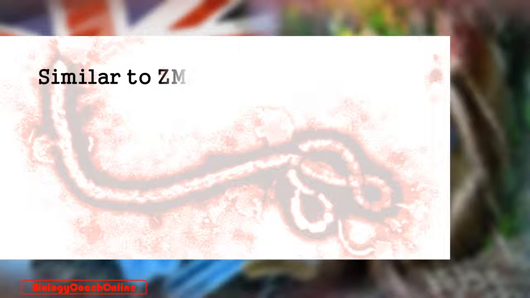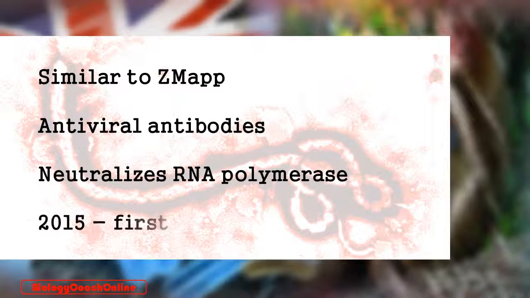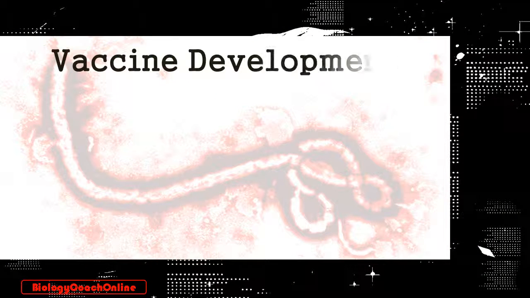And finally, important points to remember about MIL-77. It is similar to ZMapp. It is a cocktail of antiviral antibodies. It neutralizes viral RNA polymerase, and it was used for the first time in Great Britain in 2015.